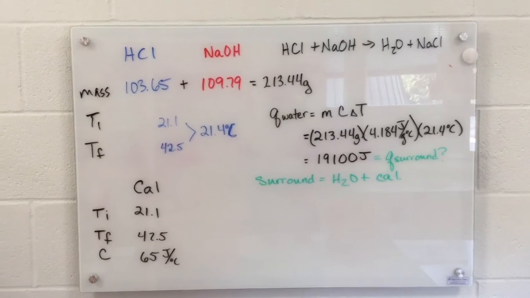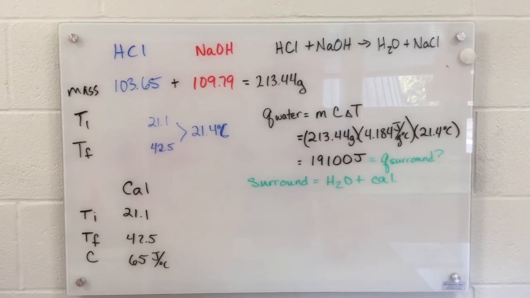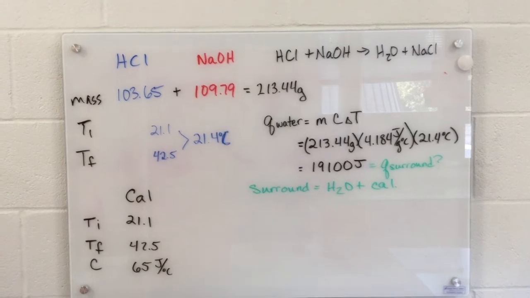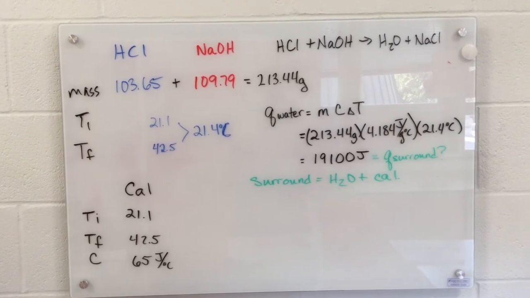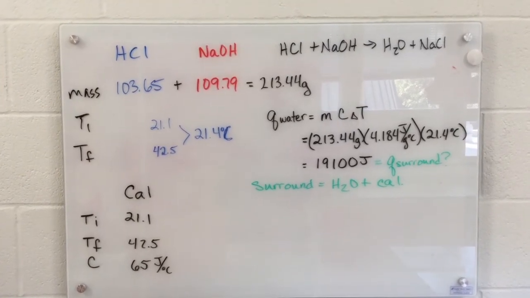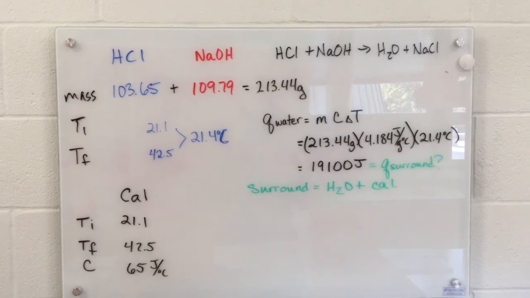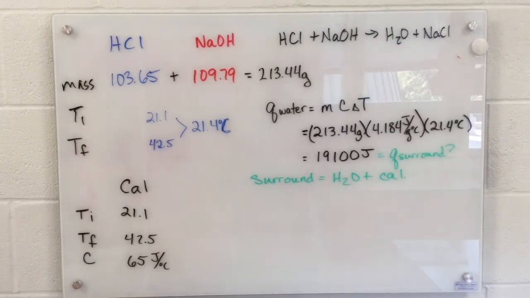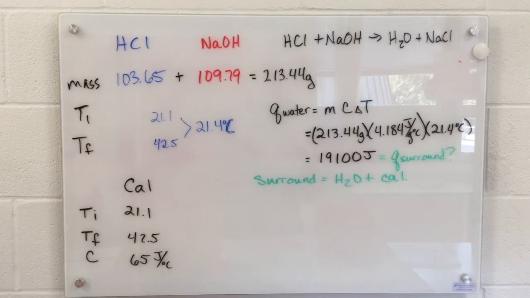We're going to assume that the calorimeter has the same temperature both initially and finally that the water does, and so the temperature change will be the same. Let's say that in the first part of this lab, we determined the heat capacity for the calorimeter to be 65 joules per degree Celsius. This means for every one of those 21 degrees that the temperature changed, the calorimeter absorbed 65 joules. So we need to know the total amount of energy absorbed by the calorimeter.